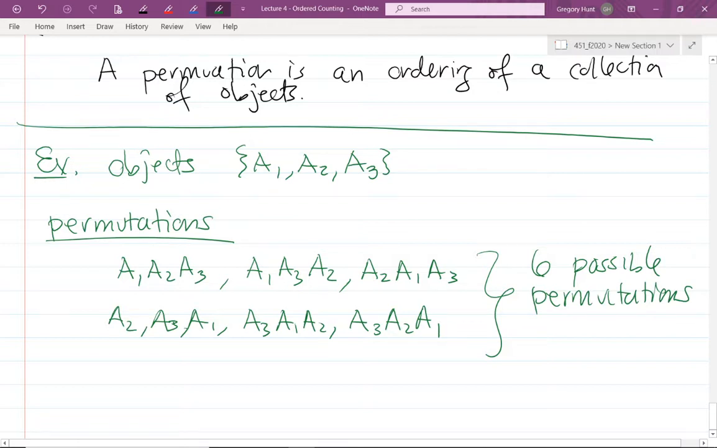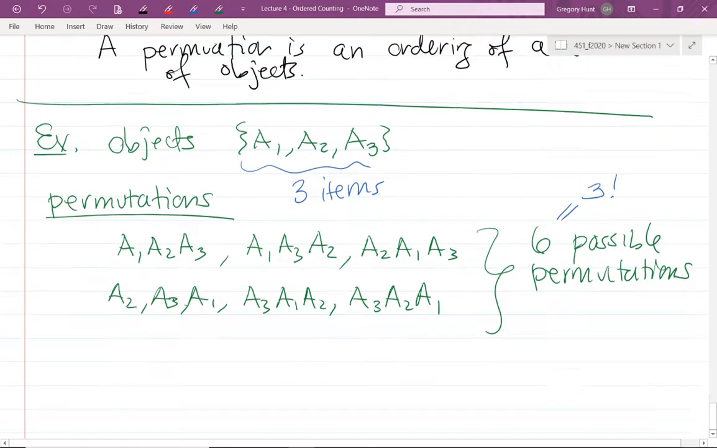And where did I get six from? How do I know that? Well, I have three items here, and I'm going to order these items in some way. And six is exactly 3 factorial. And that's the theorem.